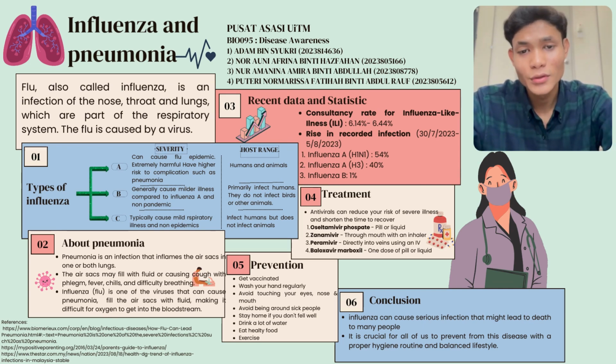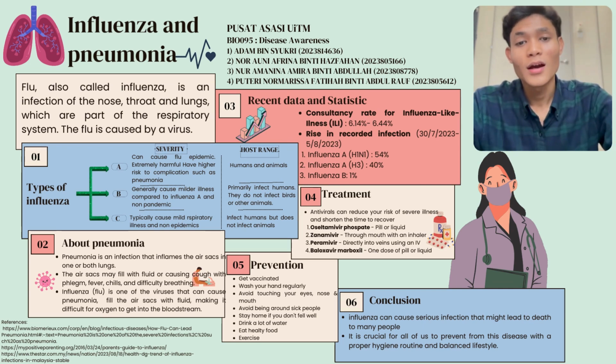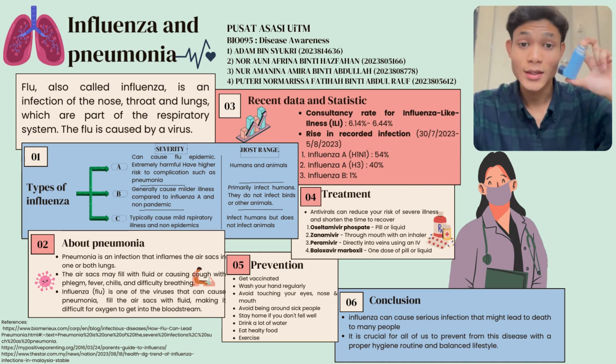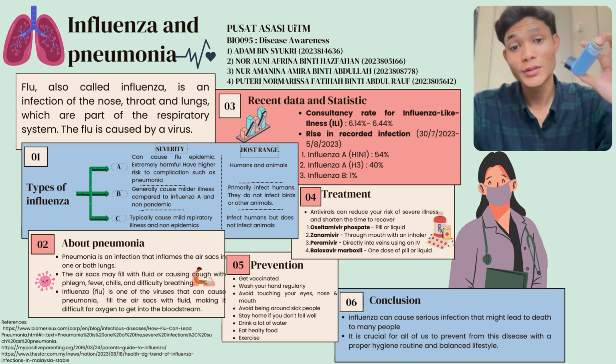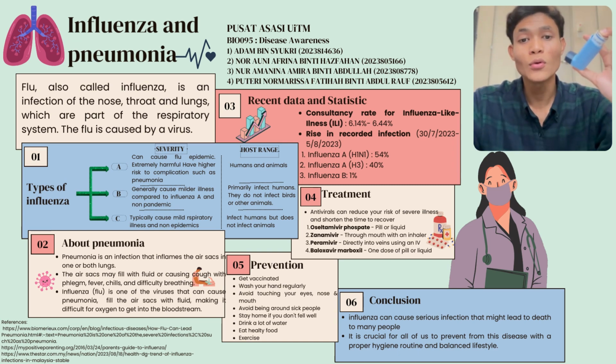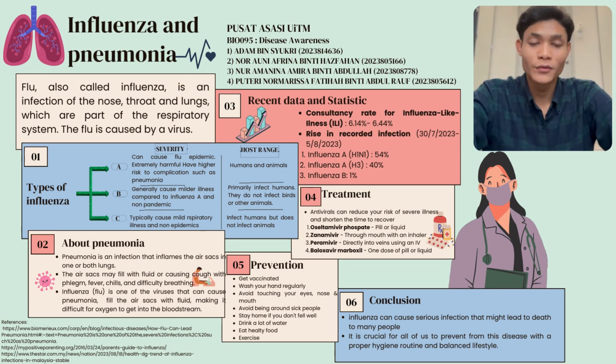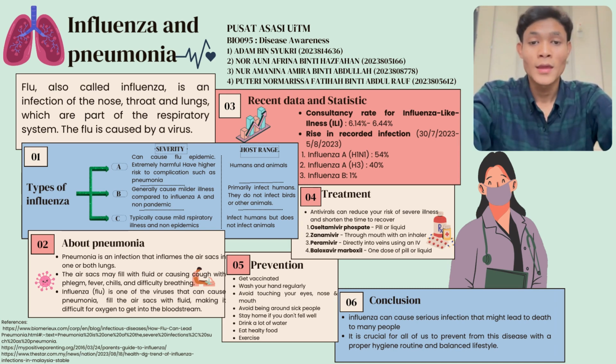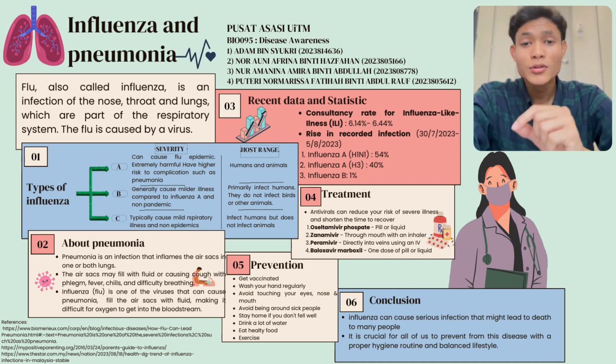Secondly is zanamivir. Zanamivir is consumed through your mouth with an inhaler. This inhaler can be found at hospitals, pharmacies, and also clinics near your house. Thirdly is peramivir. Peramivir can only be obtained at the hospital and is consumed directly into the veins using an IV. And lastly is baloxavir marboxil. You just need to take 1 dose of pill or liquid.